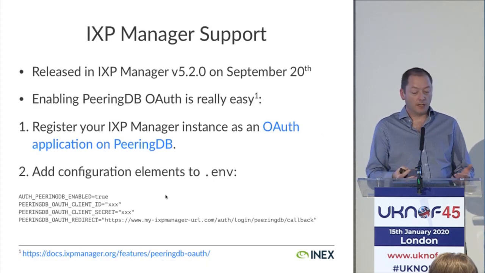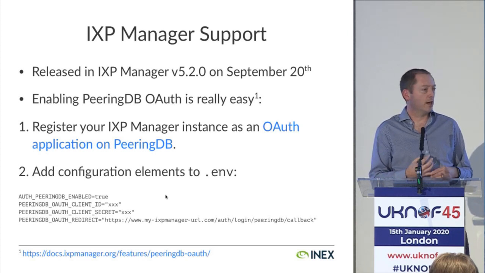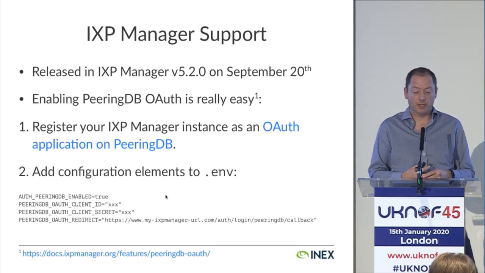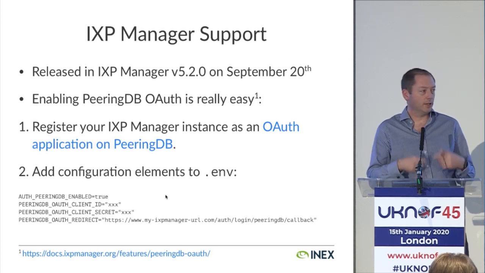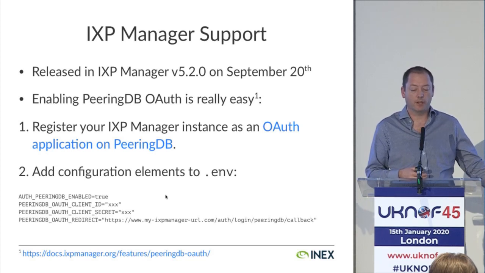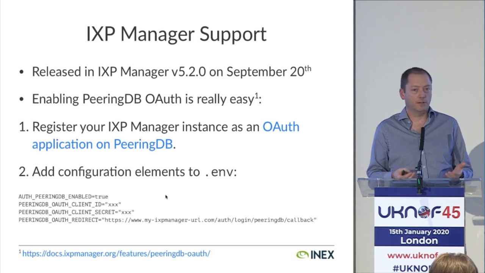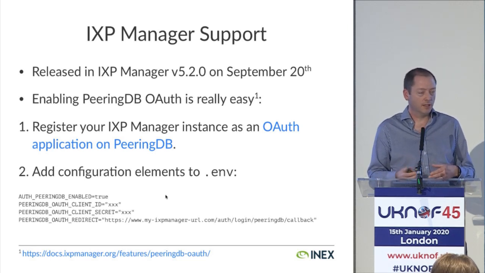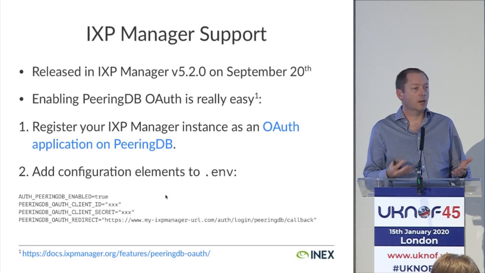In terms of IXP Manager itself, this was released in version 5.2 last September. I know at least 3 IXs that have enabled it already, besides INEX. Enabling PeeringDB OAuth is actually really easy in IXP Manager. You just have to go to PeeringDB, register your IX's version of the application, and then add those secret IDs to the config file. Once you do that, it's on and it just works. There's tooling within IXP Manager to show you which users came from PeeringDB and which didn't, and there are various logs as well.